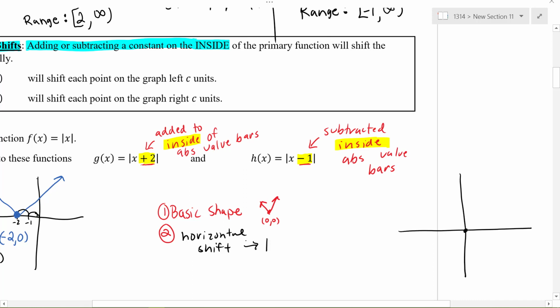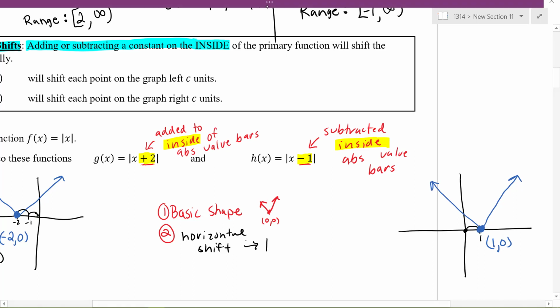So I'm going to go to the origin. I'm going to shift to the right 1 unit. So that's an x value of 1. And I'm going to plot that shifted origin point. I'm going to label it. It's an x value of 1 and a y value of 0. And then we're going to draw in our absolute value v-shape from there.